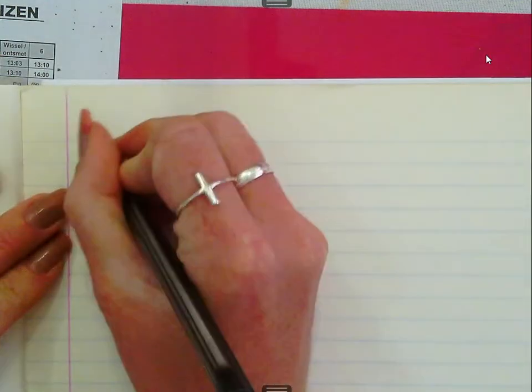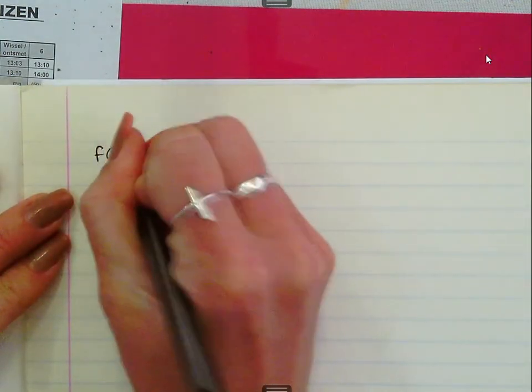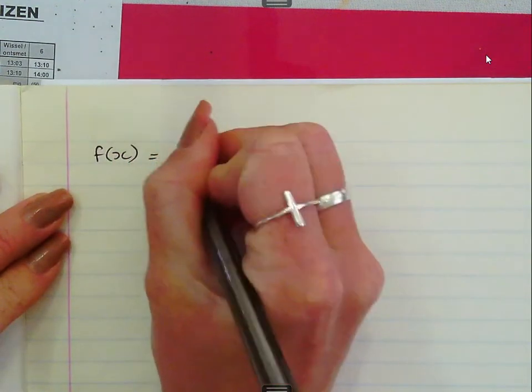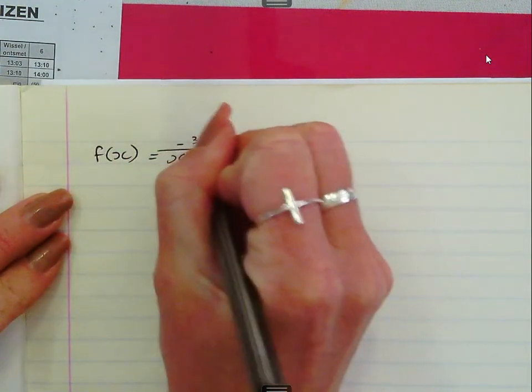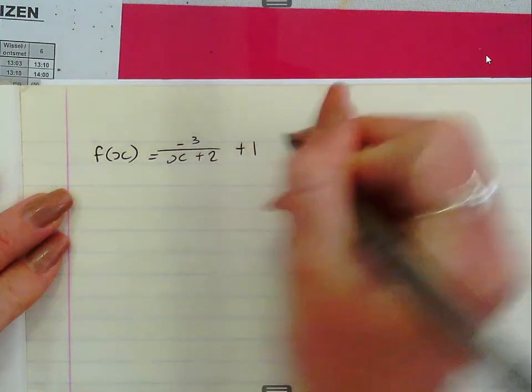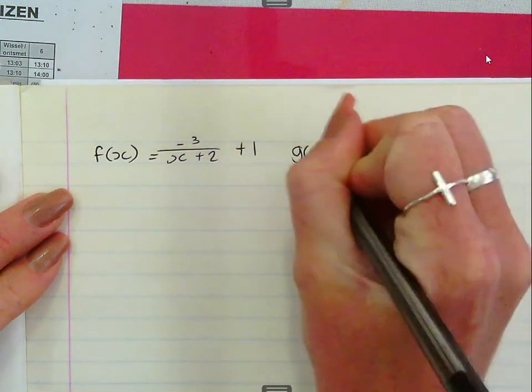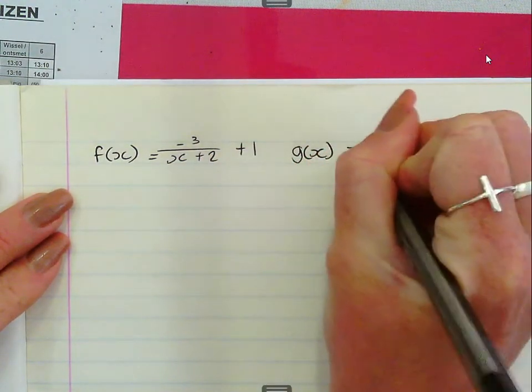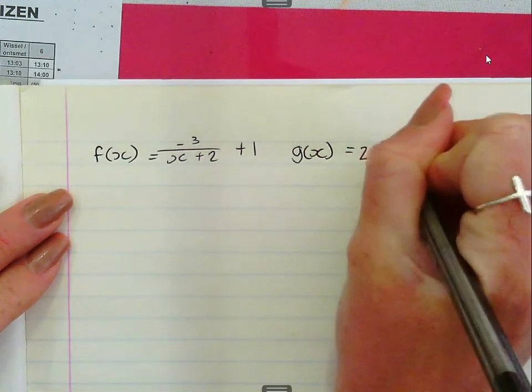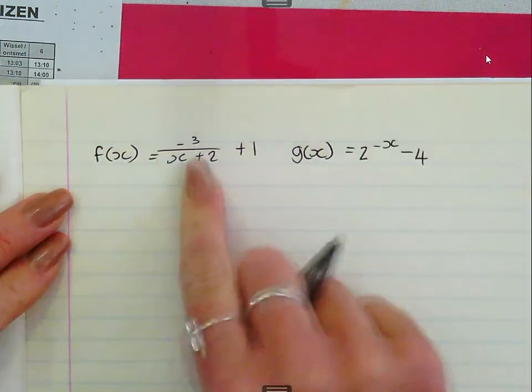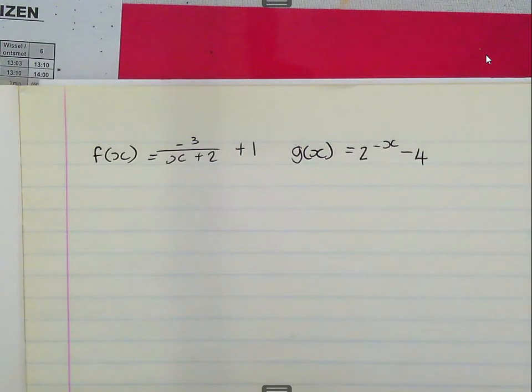Alright, at question 5, November 17, they've given us the f function, which is negative 3 over x plus 2, plus 1. Is there anybody that knows what type of graph that is? F is hyperbola. And G? Exponential. Well done.